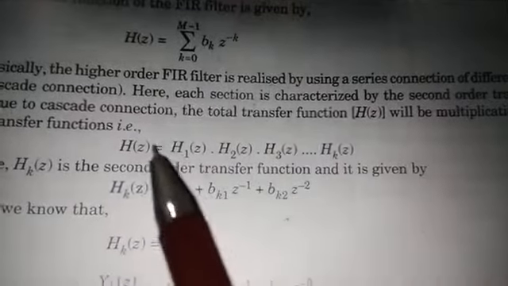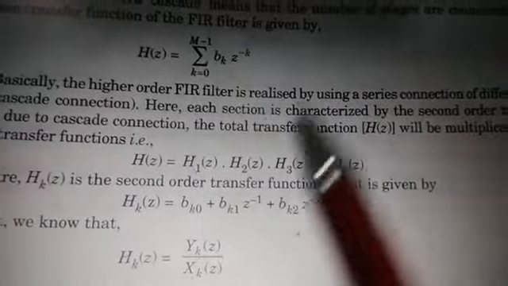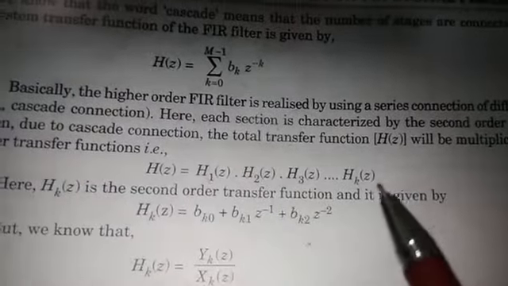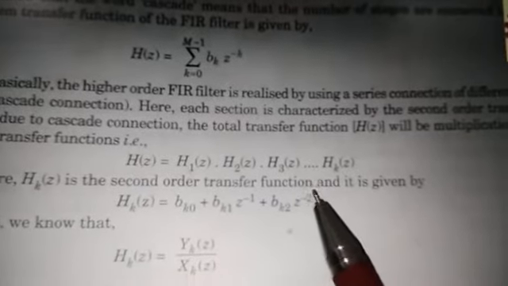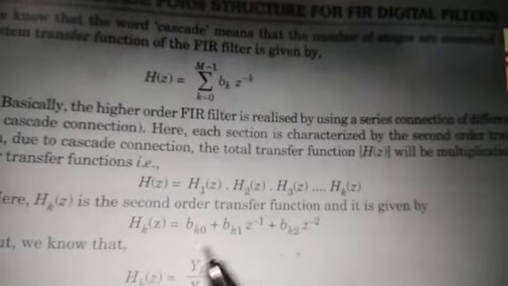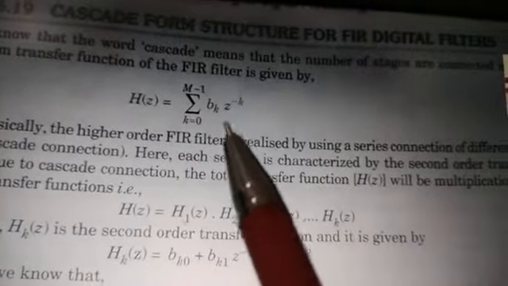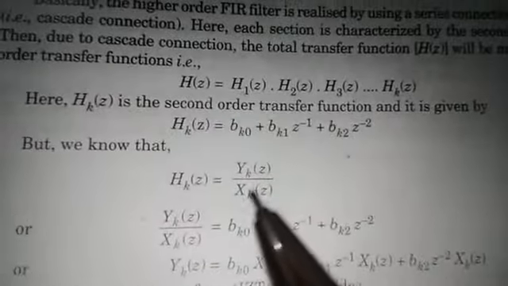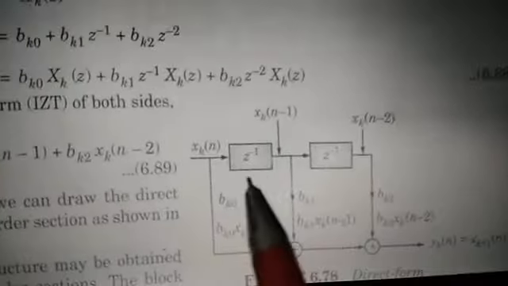For cascading, multiplication should be there, and for parallel, addition of these components will be there. Components means separate filter functions. So this is the FIR filter equation. The h of k are the coefficients and z to the power minus k are the delay elements, and m is the number of samples. So we can write this like this, and now this can be implemented like this.